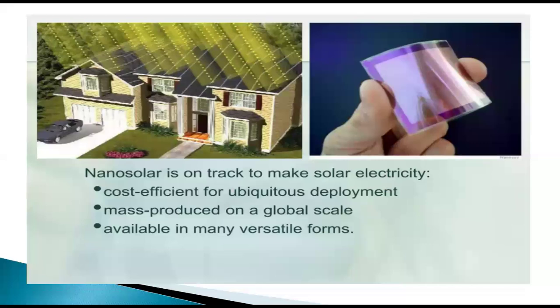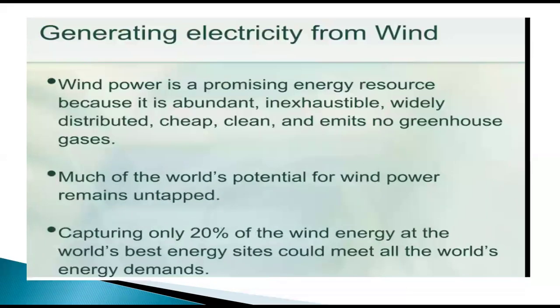Like this, by manufacturing advanced solar cells and solar sheets, we can generate electricity with less light, with less illumination. We can generate a high amount of electricity by using advanced technologies of solar cells. The next renewable source is generating electricity from the wind.